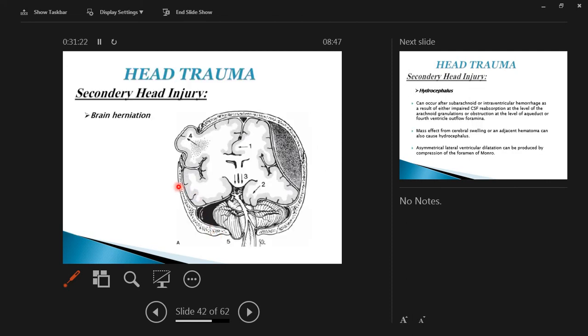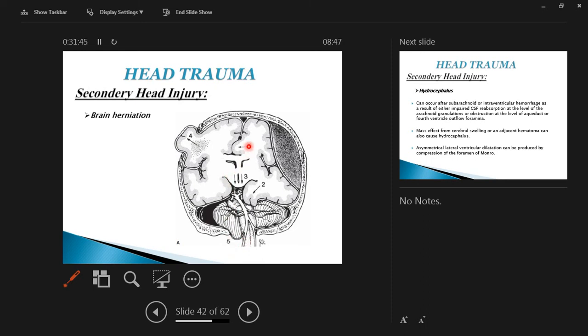Another entity of the secondary brain injuries is brain herniation. Number one, this is the subfalcine herniation. Number two, the uncal herniation. Number three, the transtentorial herniation. Number four, the external herniation. Number five is tonsillar herniation.